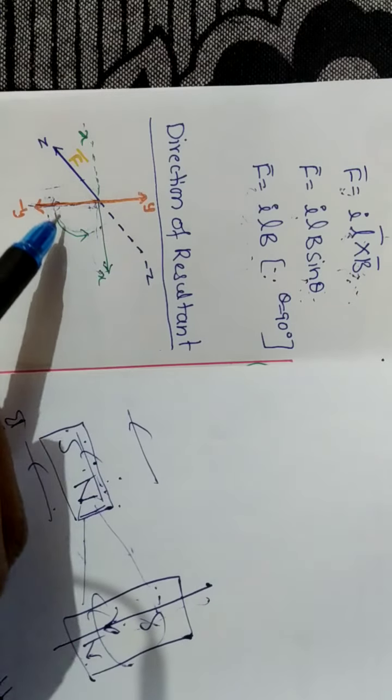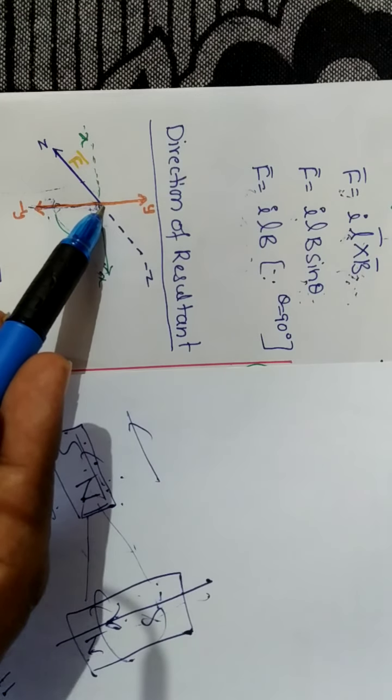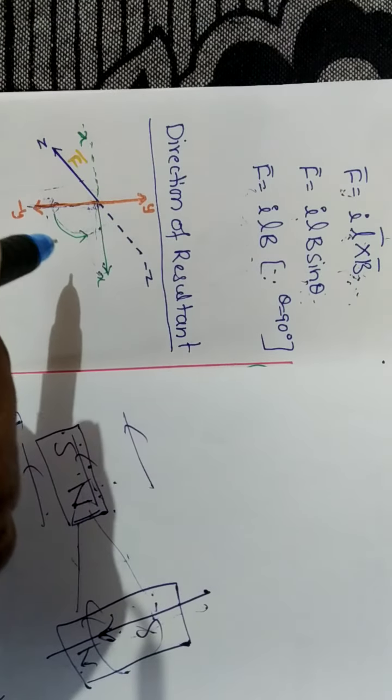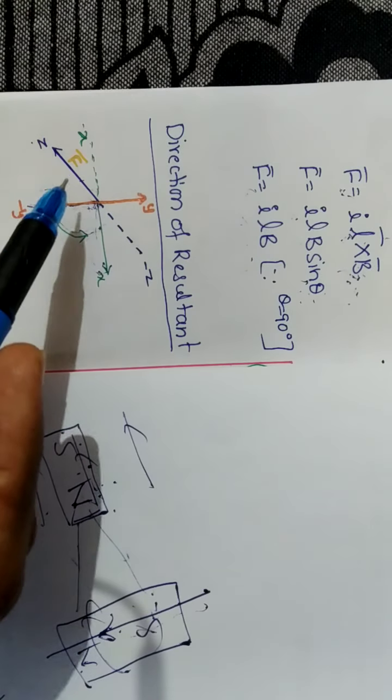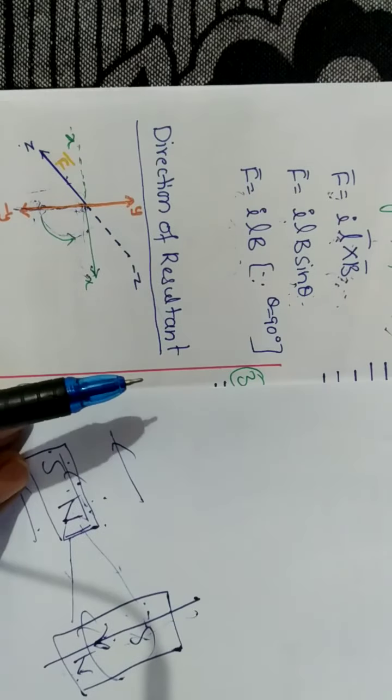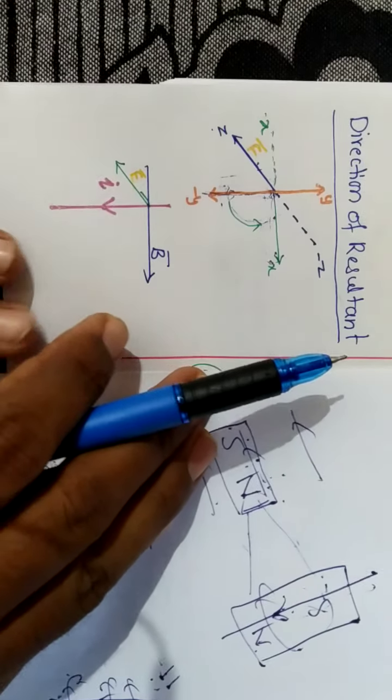When you rotate the screw in the anti-clockwise direction, the screw will come up, perpendicular, outside. That means in the positive Z direction. This is the force. You can clearly understand it from this diagram also.